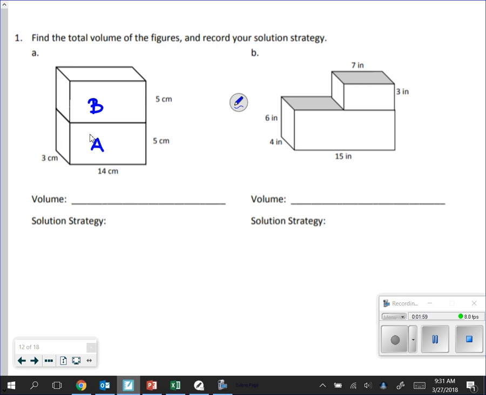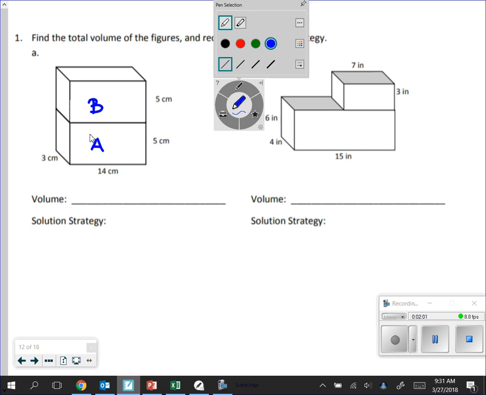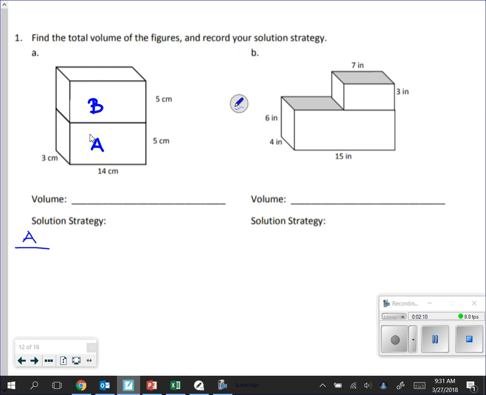So, let me make this a little bit smaller because the ink gets really big. So for shape A, I'm going to find the volume of shape A because that's the one that I've already got all my parts. So I know that I need to find the volume for right here. I know that my length is 14, my width is 3, my height is 5. So 14 times 3 times 5. Do you agree with what I'm doing? Yes. Okay, because this is what we did with our cubes just a minute ago.